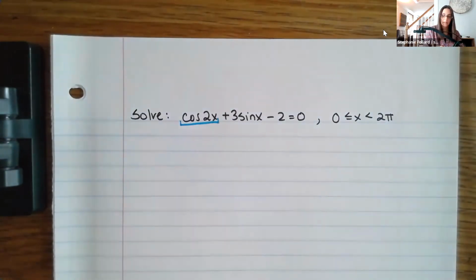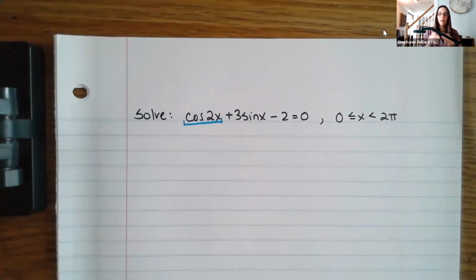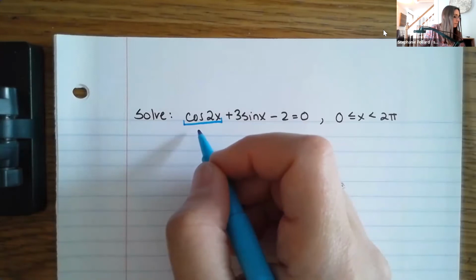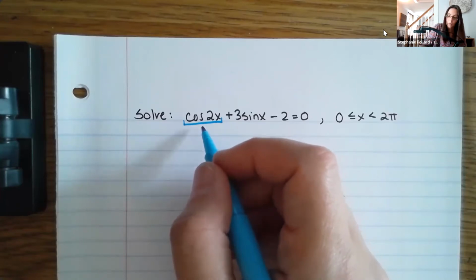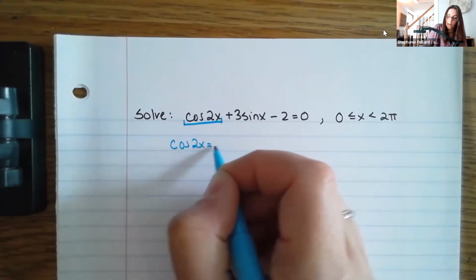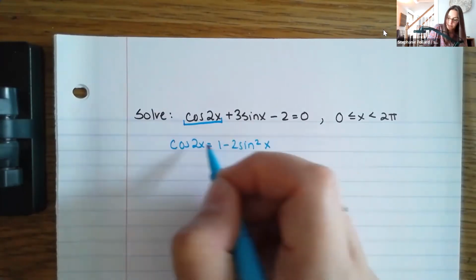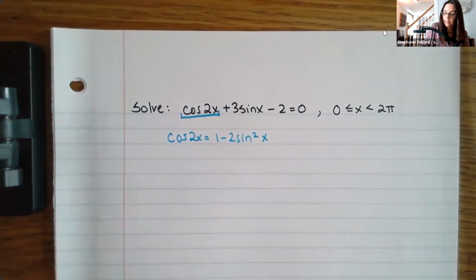So here I'm going to make a substitution. Again, I don't really see how I can work with cosines and sines together here. I don't see anything obvious. So we're going to use an identity. And here we can use one of our double angle identities. So we're going to use the one that is cosine of 2x equals 1 minus 2 sine squared x. So I'm going to go ahead and make that substitution.